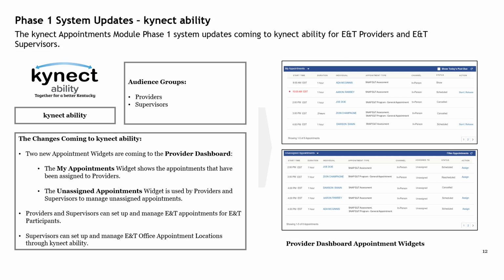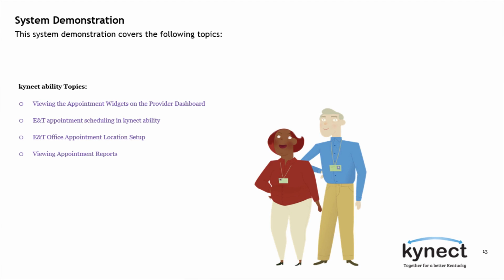which shows appointments assigned to providers, and the Unassigned Appointments widget used by providers and supervisors to manage and show unassigned appointments. Also, providers and supervisors may set up and manage ENT appointments for ENT participants through the provider dashboard. And finally, supervisors have the ability to set up and manage ENT office appointment locations. Now we will walk through viewing the appointment widgets on the provider dashboard, ENT appointment scheduling in Connectability, ENT office appointment location setup, and viewing appointment reports.